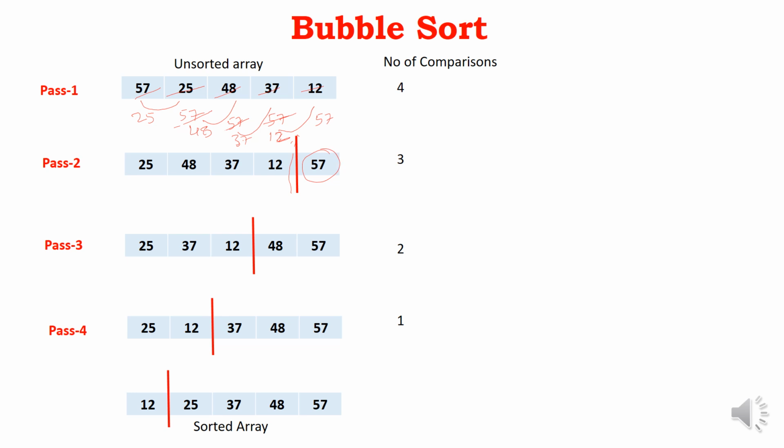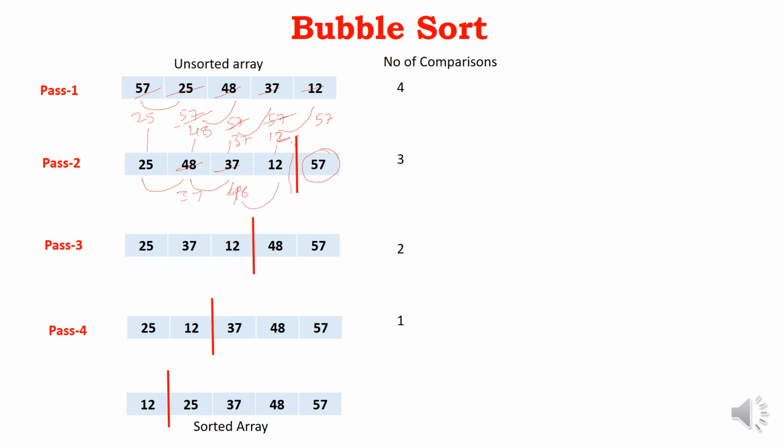What about the remaining 4 elements? 25, 48, 37, 12. The array now contains 25, 48, 37, 12, 57. 57 is the largest element and it is fixed in its proper position. Now ignore this 57 and repeat the same procedure on the remaining 4 elements. Again compare. The first element is compared with the second element. Are they in ascending order? Yes. So if they are in ascending order, we are not going to interchange them. Then the second element is compared with the third element. Are they in ascending order? No, they are not. So interchange them. 37, 48.